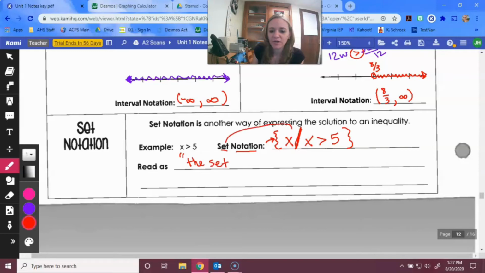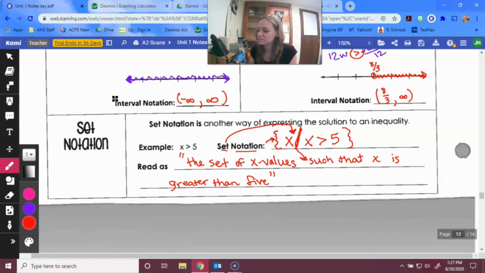The set is whatever's here in front of your bracket. That's what the set part is. The set of whatever variable. The set of x values, such that. That's what that bar means: such that x is greater than 5. Alright. Let's see what we got coming up next.